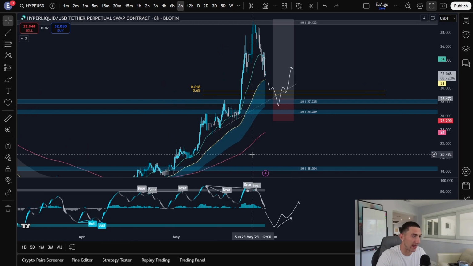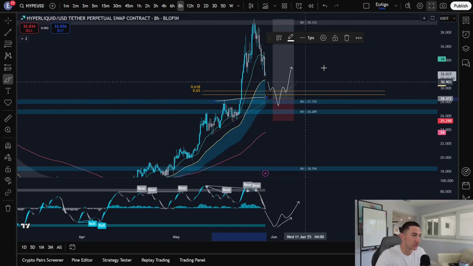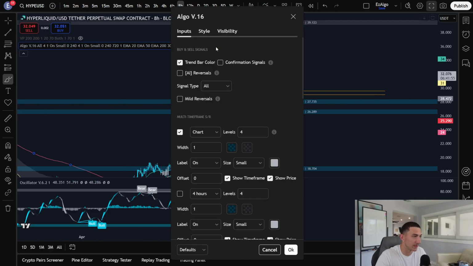So looking at Hyperliquid right now, I can see, again, my EMAs are curling to the upside, right? We're making higher highs and higher lows. We're continuing to see those structure breaks to the upside. This is something I want to long, okay?